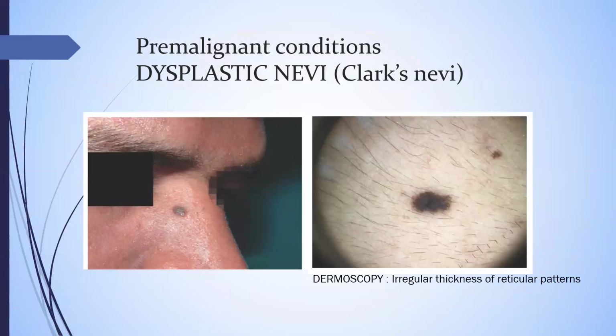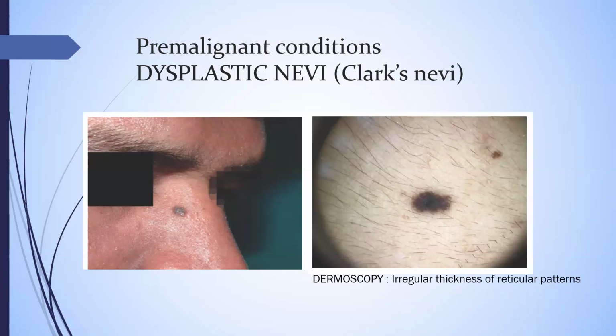And then there is a pre-malignant condition. I'm talking only about pre-malignant conditions pertaining to melanoma because that is the topic given. So that is something called a pre-malignant condition, where it is not malignant at this point, but it can turn malignant at any point of time.